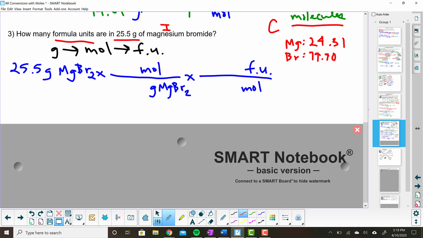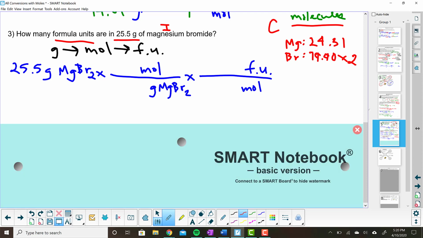Oh, those all look like 9s. There you go. 79.90, and there's 2 of them. Okay, so overall, the molar mass of magnesium bromide is 184.11. That goes to 184.11 grams in 1 mole. Well, the factor is a little bit easier because it's just Avogadro's number. There are 6.02 times 10 to the 23rd formula units in 1 mole.